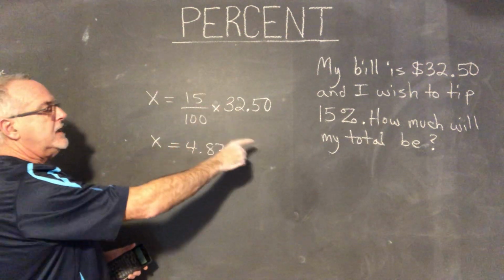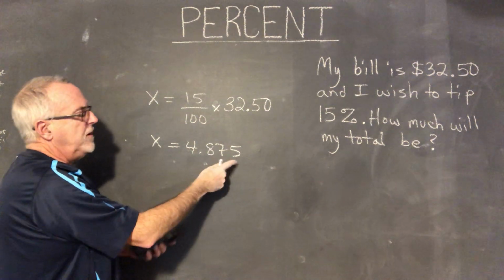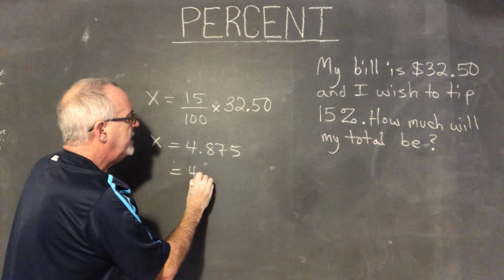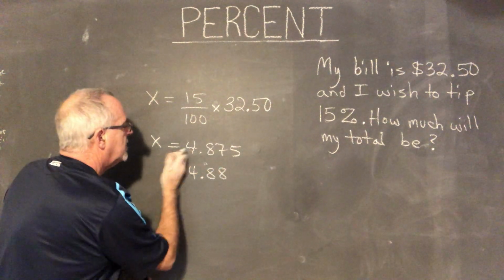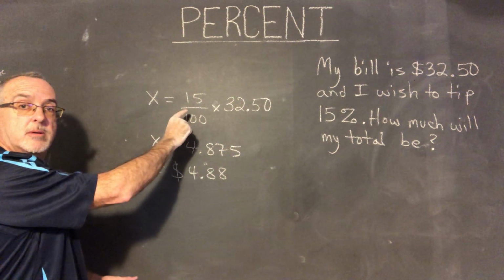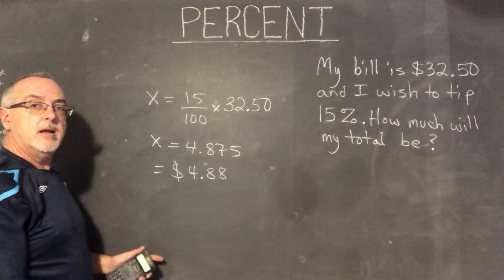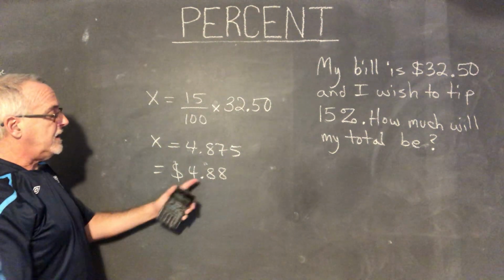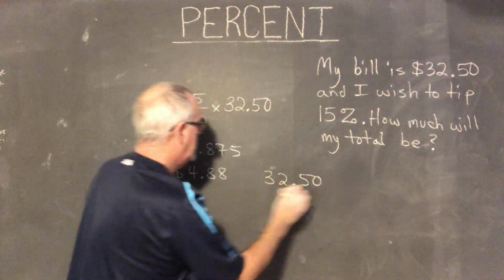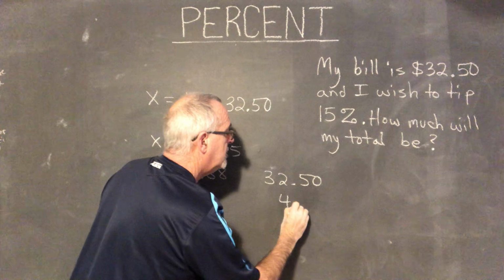But 15%, this is money, so I want to round it. It would round to $4.88, and I'll even write the dollar sign. But that's the tip. The way I built this, I just calculated the tip. I didn't calculate the total, so I'm going to have to add the 32.50 plus the 4.88.